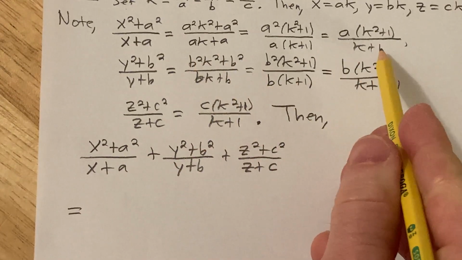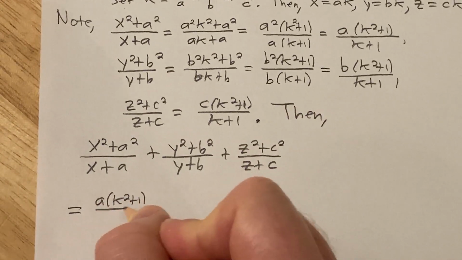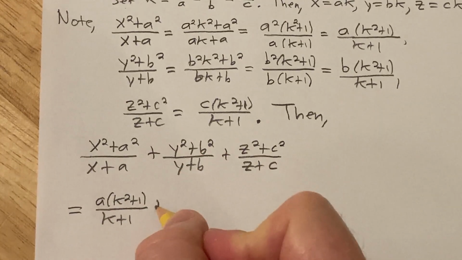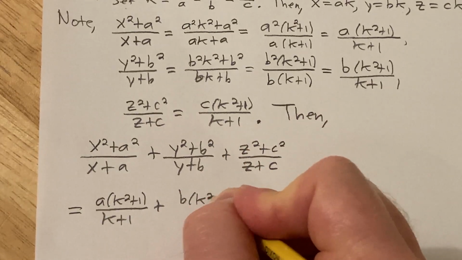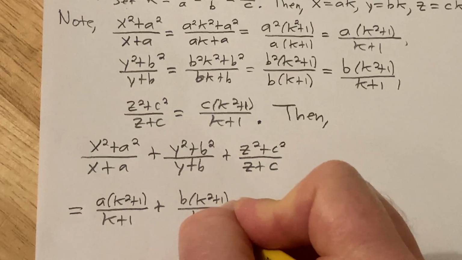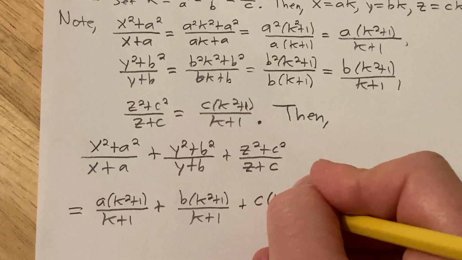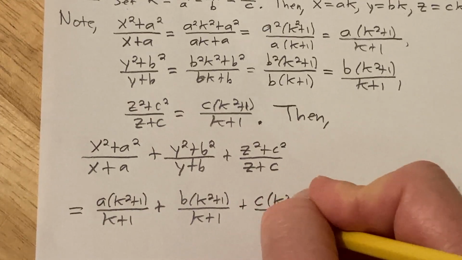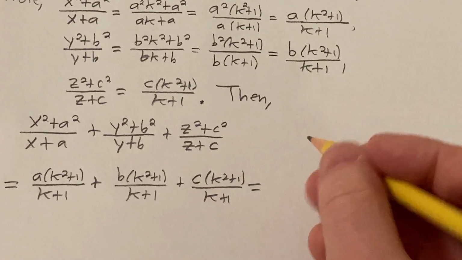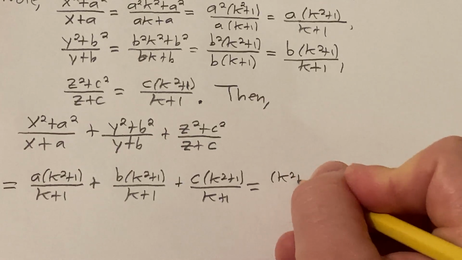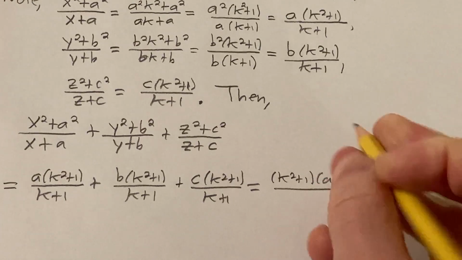So the first one is a(k² + 1)/(k + 1). So it'll be a(k² + 1)/(k + 1), plus the next one is b(k² + 1)/(k + 1). And the next one will be c(k² + 1)/(k + 1). Looks like we can factor out a k² + 1. So we can do (k² + 1) times (a + b + c) over k + 1.